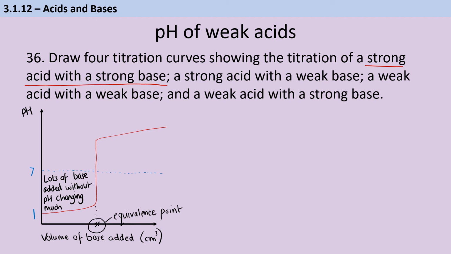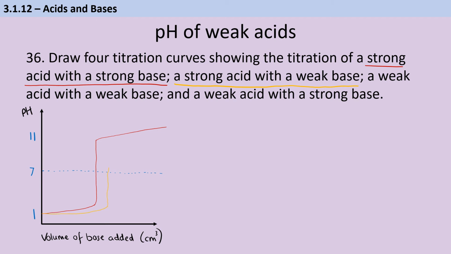And we would expect, because we're starting with a strong acid, to have a pH of maybe 1 or 2, and because we're adding a strong base, we're going to finish somewhere in the region of 11 or 12. Next, we've got a strong acid with a weak base. So we're starting from a similar point, maybe a pH of 1, but the end pH is going to be lower because we're adding a weak base rather than a strong base.